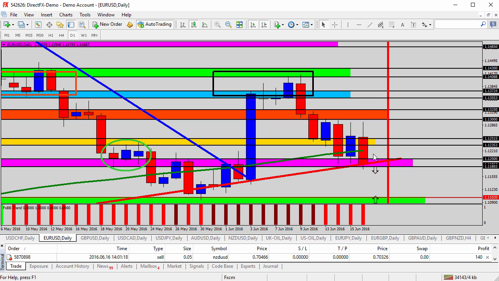If it doesn't, then we could be looking for it to go right back around in the other direction, in the direction of the longer term trend that we've been studying in the daily trade room.